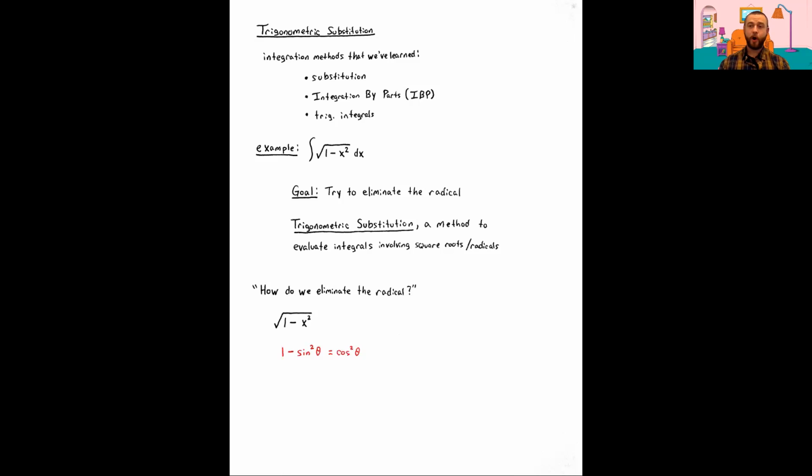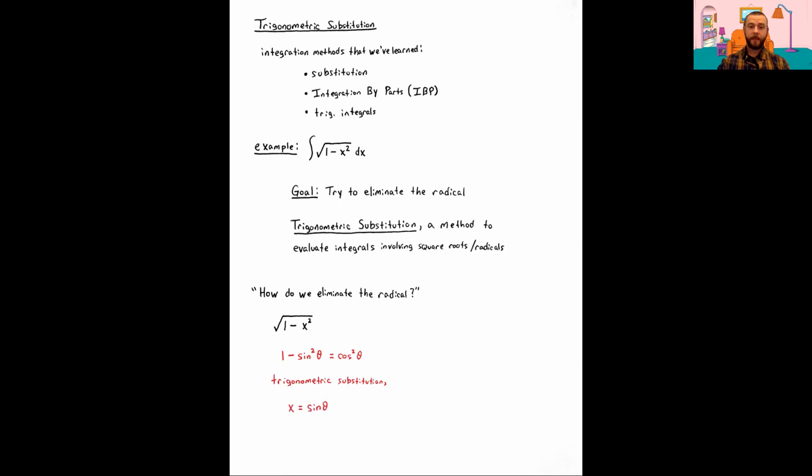Now, how do we actually go from the radical expression in x to trig functions? Well, we make what's called a trigonometric substitution. x equals a well-chosen trig function. And here, to connect it to our Pythagorean identity on the screen, we're going to make the trigonometric substitution x equals sine of theta.